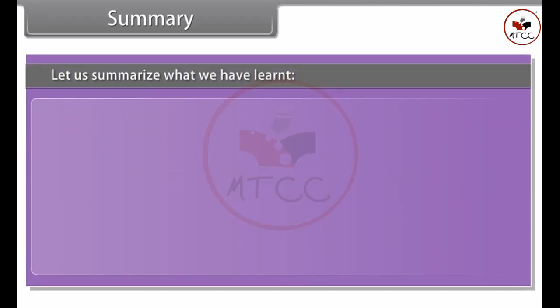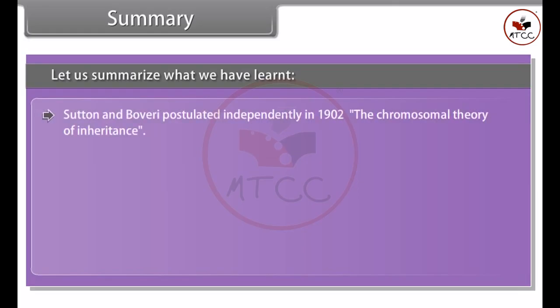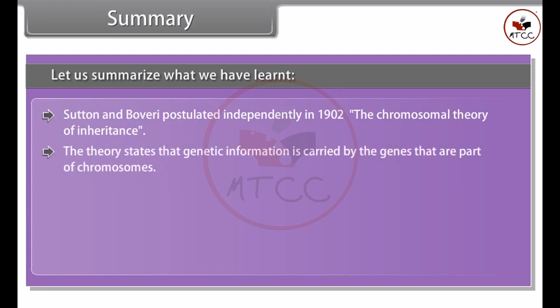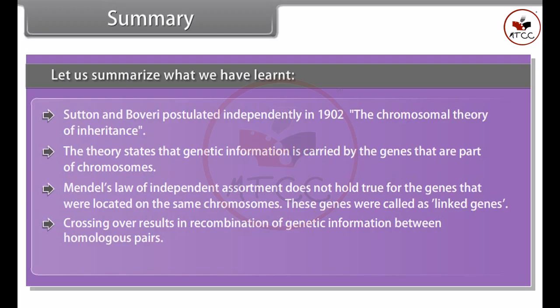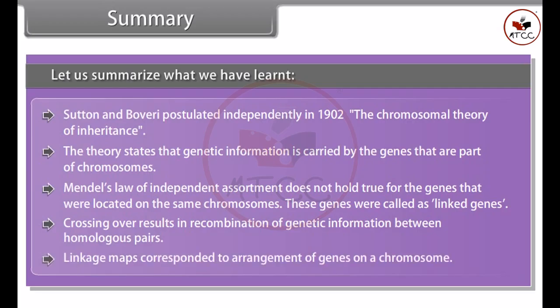Let us summarize what we have learned. Sutton and Boveri postulated independently in 1902 the chromosomal theory of inheritance. The theory states that genetic information is carried by the genes that are part of chromosomes. Mendel's law of independent assortment does not hold true for genes that are located on the same chromosome. These genes are called linked genes. Crossing over results in recombination of genetic information between homologous pairs. Linkage maps correspond to the arrangement of genes on a chromosome.